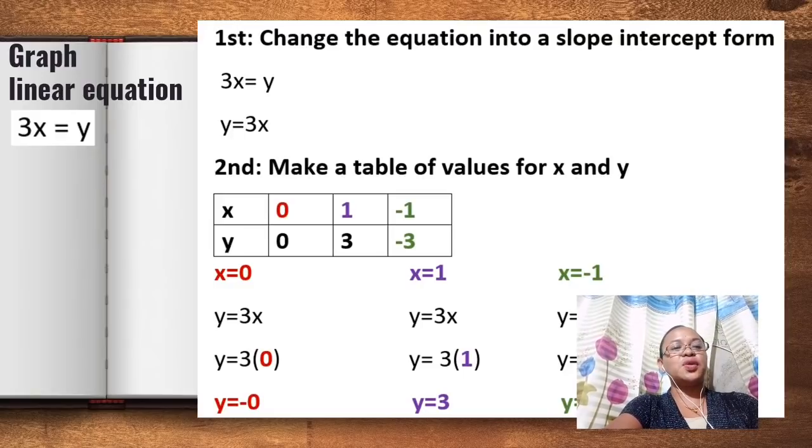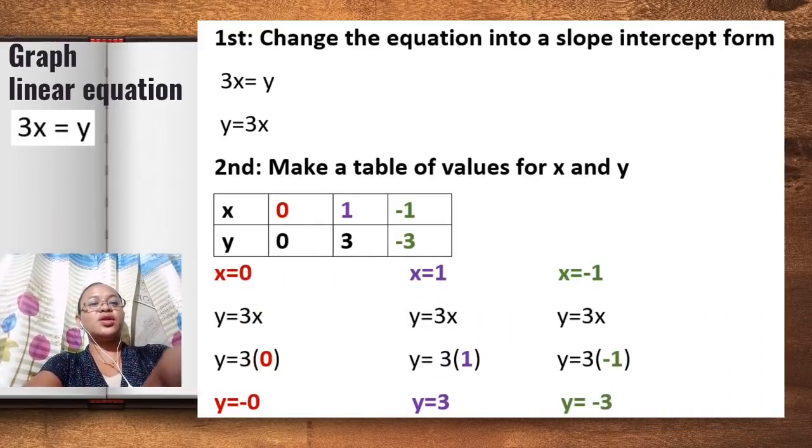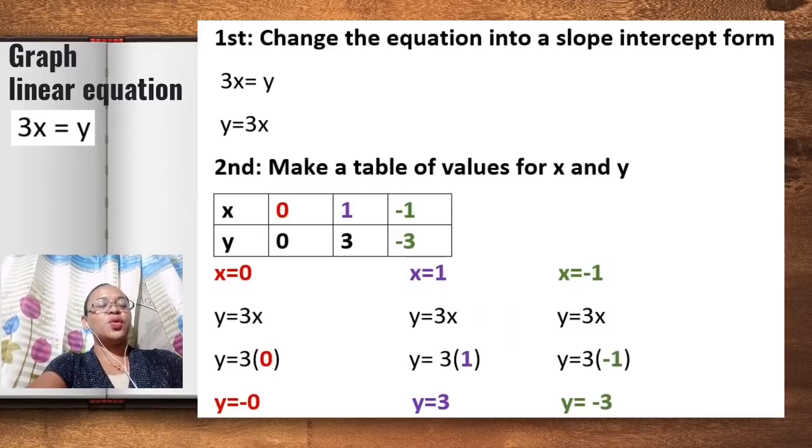Next, we go to x equals 1. So y is equal to 3x, then y is equal to 3 times 1, so y is 3. So you can see there, the next coordinate is 1, 3. Next, we have x is equal to negative 1. So we substitute negative 1 to x, and so y is equal to 3 times negative 1. 3 times negative 1 is equal to negative 3. So our third point will be negative 1, negative 3.